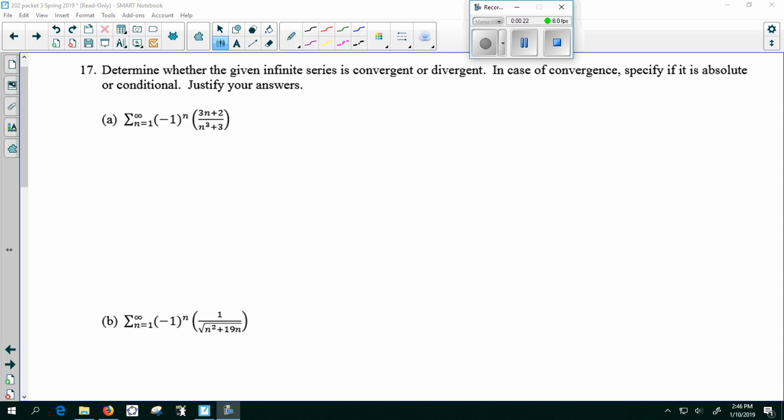All right, so for this first one, I have (-1)^n times (3n plus 2) over (n cubed plus 3). That (-1)^n tells me that the signs are alternating. Then this second term, 3n plus 2 over n cubed plus 3, because the numerator degree is less than the denominator's degree, I know the values of that are going to approach 0, decreasing to 0. So the alternating series test tells me that this is going to converge.